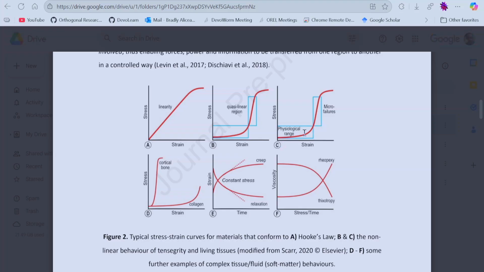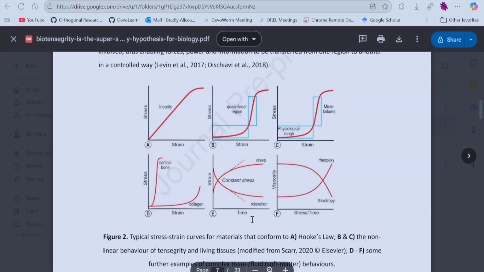The physiological range is this part of the quasi-linear region here, and then microfailures are in this second linear region. So you might go from the normal physiological range to this phase transition where you have a failure or collapse of the system or some breakage, and so then you have this difference in the stress strain curve. You have to undergo a phase transition to get there, and it's very different behavior, but it's basically the same structure.